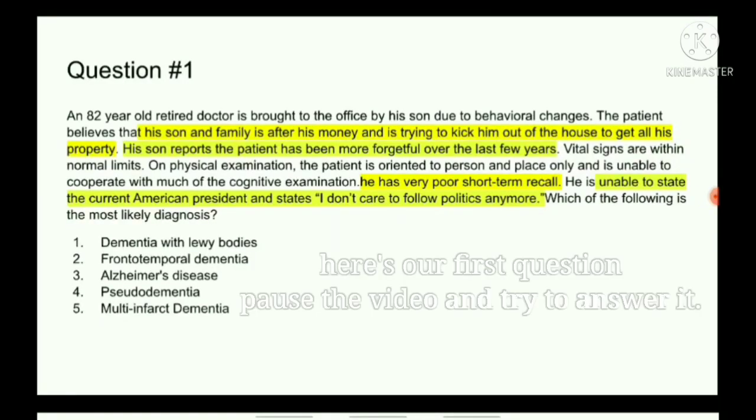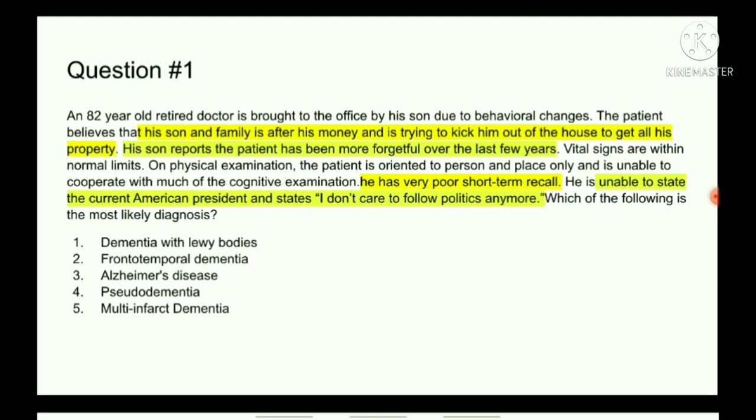Okay, so looking at the important points in this stem, firstly the patient's age, which is 82 years, and look at the highlighted portion of the question. Patient has been more forgetful over the last few years, and then the patient is behaving paranoid. Patient believes his family, his son, are behind him for his money and they're gonna kick him out of the house for his property, and also he has very poor short-term recall, like he cannot state the current American president.